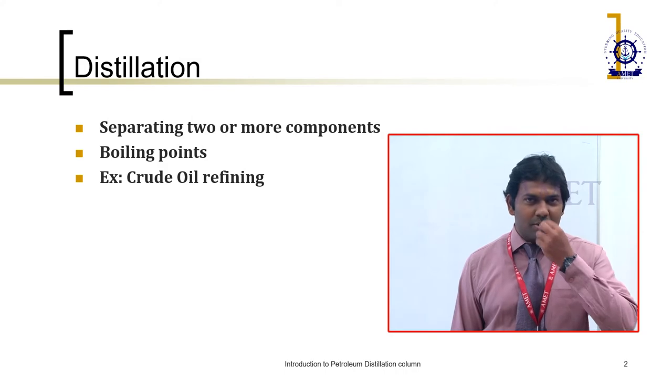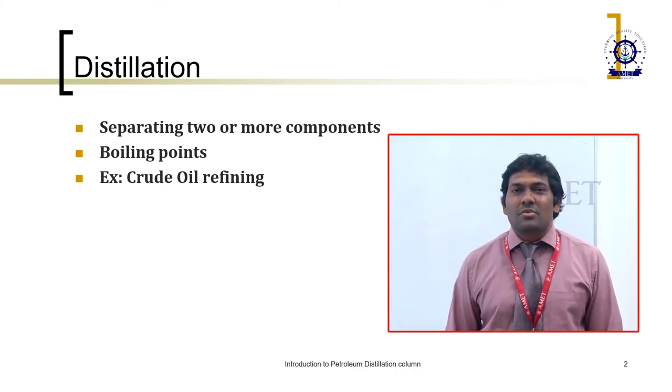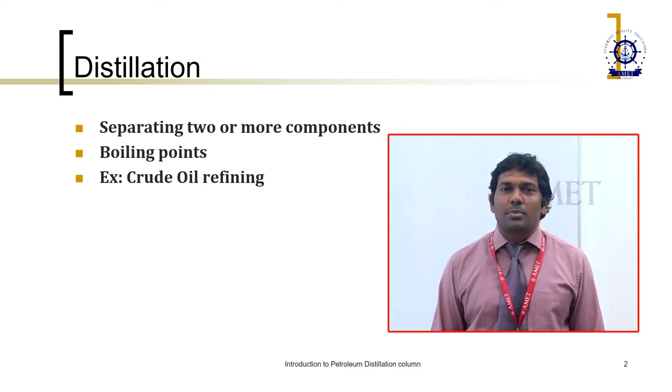Today, in this video lecture, I am going to explain the topic of Introduction to Petroleum Distillation Column. It comes under the course Petrochemical and Refining Engineering. The course code is UBBE 708. Distillation is the process of separating two or more components from a mixture using the boiling points of the components present in the mixture.